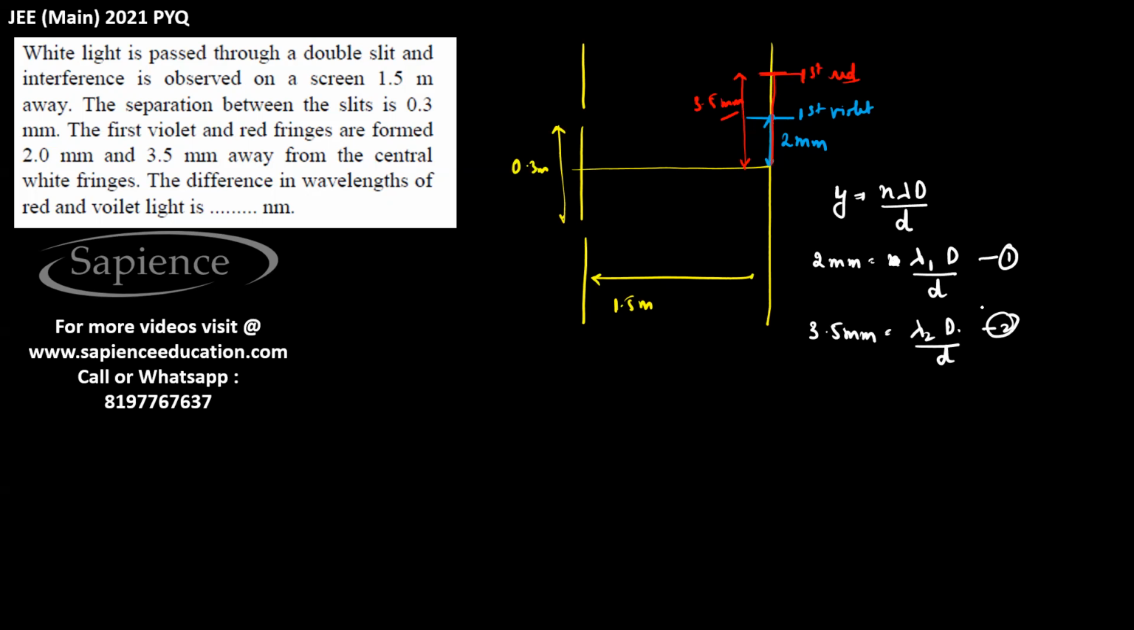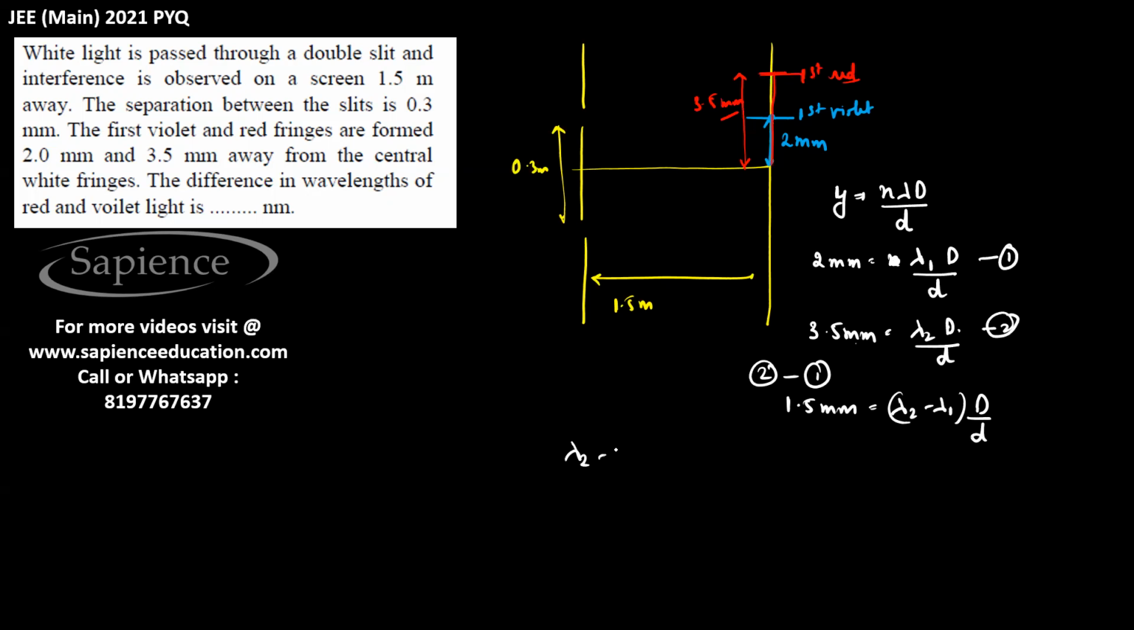But the problem is here, if you divide, you will get the ratio of lambda 1 minus lambda 2. But you have to calculate the value for lambda 1 minus lambda 2. That means you need the difference in wavelength. So just subtract them. The answer will be 1.5 mm. Second equation minus first, 3.5 minus 2 is 1.5. Lambda 2 minus lambda 1 into capital D by small d.